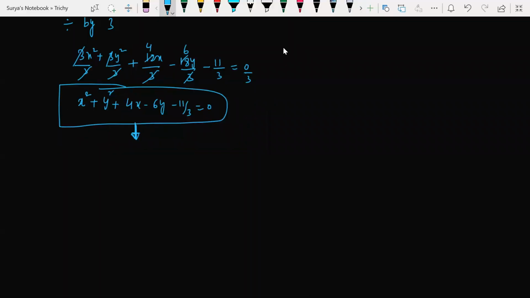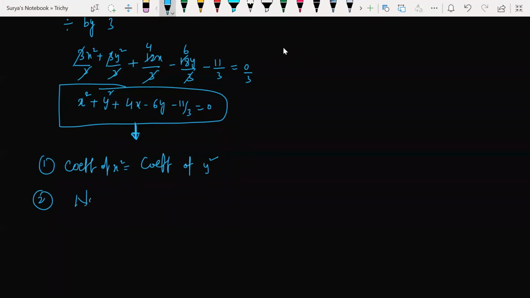So now look at this. What are the conditions? What were the conditions? I should have the coefficient of x square equal to the coefficient of y square. Condition number 1 is satisfied. Look, the coefficient of x square is equal to the coefficient of y square, condition number 1 satisfied.